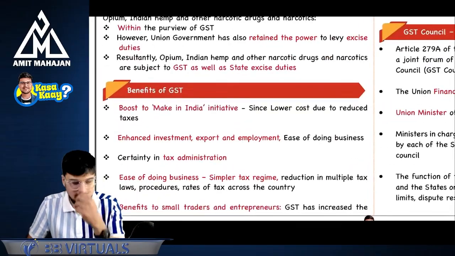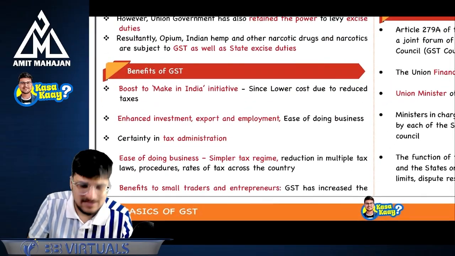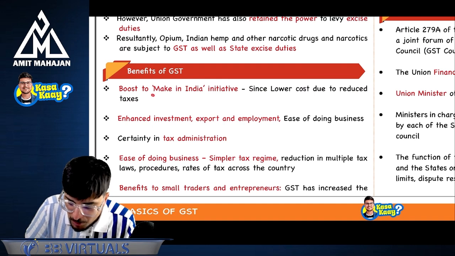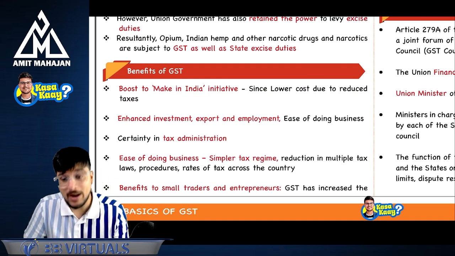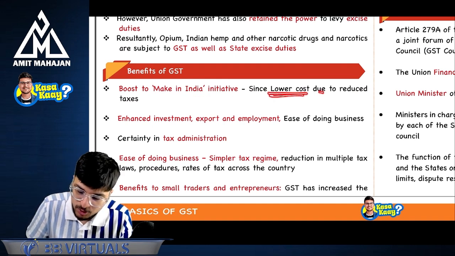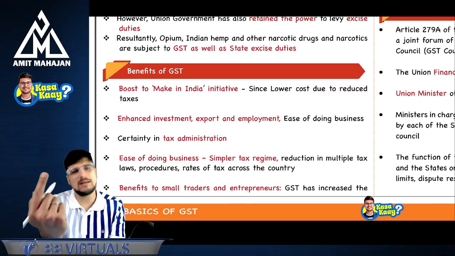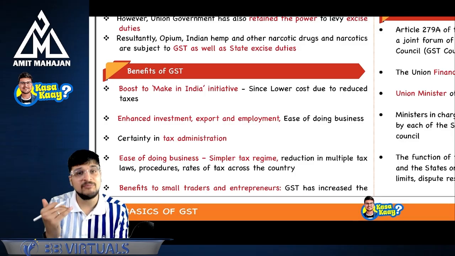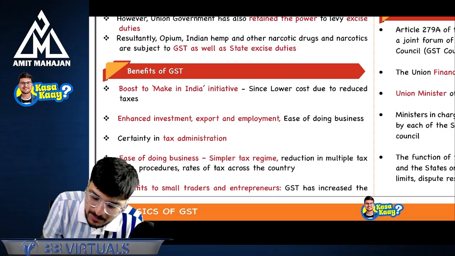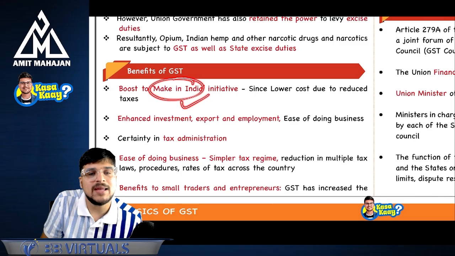This is the same point. Benefits of GST. Now let's see what are the benefits of GST. We'll just read it once. Boost to Make in India initiative. Of course. Why? Because there is lower cost due to reduced taxes. Since there are no multiple taxes, there is only one tax. That's why the costs have been reduced. If the costs are reduced, people are more encouraged to make in India.